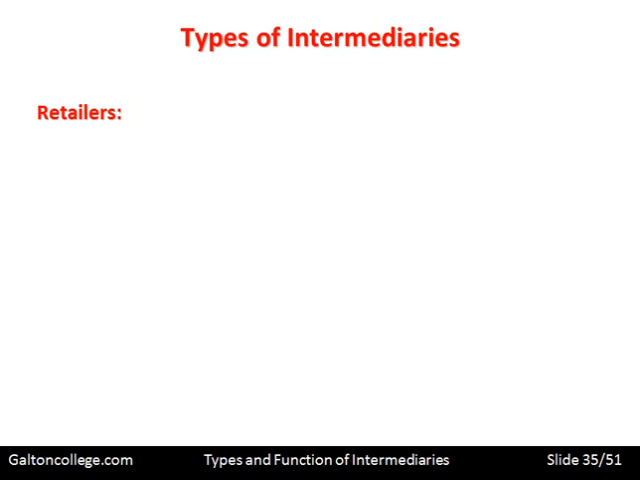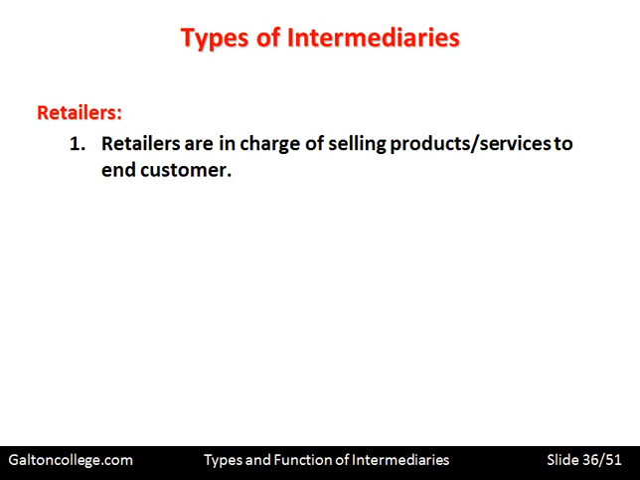And then retailers. These are in charge of selling products and services to the end customer. The retailers are the shops, perhaps, or the outlets that sell directly to the end customer. Generally speaking, they stock a wide range of products. So if it's a clothing shop, they will have many different items of clothing from different producers, generally speaking.